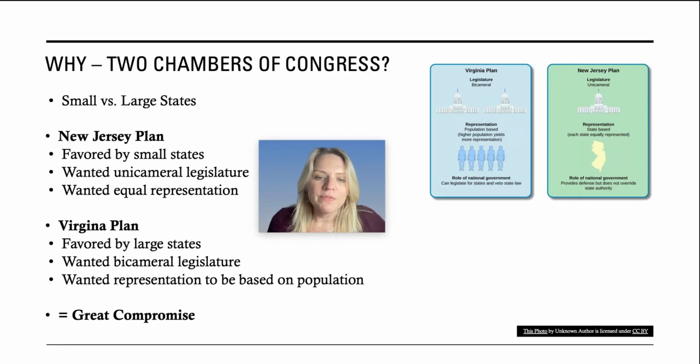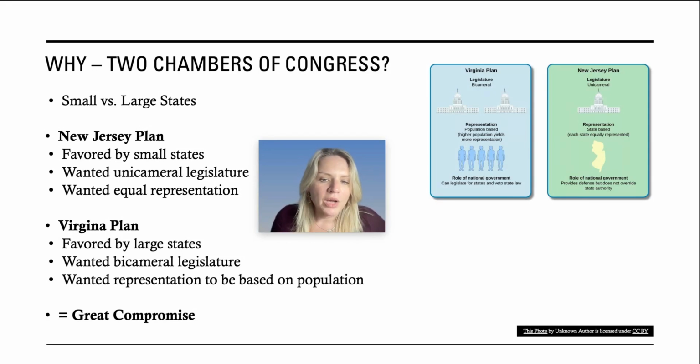So small states favored a New Jersey plan, which said that every state would have equal representation no matter the size. And they also wanted that unicameral legislature. Now, the Virginia plan, which favored large states, wanted representation to be based on population size. So the larger number of citizens or people you have living in that state, you get more representation. And both could not agree.